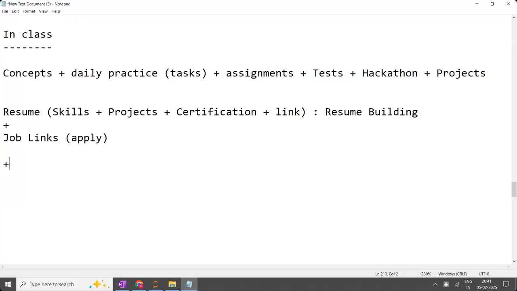And after applying, you will get the interview call. So once you have been shortlisted, how you have to perform in the interview. After shortlisting, the interview will be done. So this is the order, right? In real life, this is the order. How you have to perform in the interview also, I'm going to discuss with you, the interview preparation.